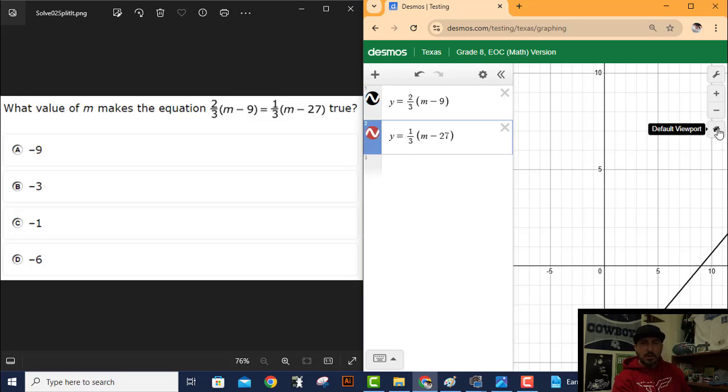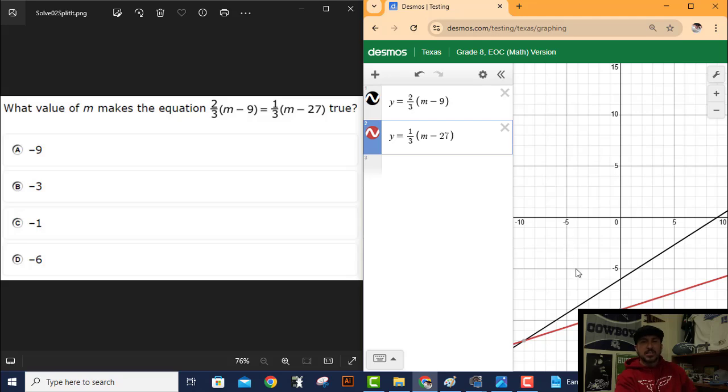Cool, I can't see him though. Let me hit the home button to fix my zoom. Here he is. Now I have 2 lines right here. Hey, look at the solutions. Where do you always go whenever you have 2 lines? You see if they cross. And where they cross, that's the solution.